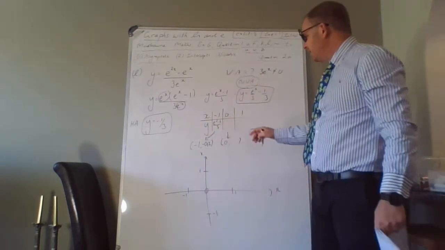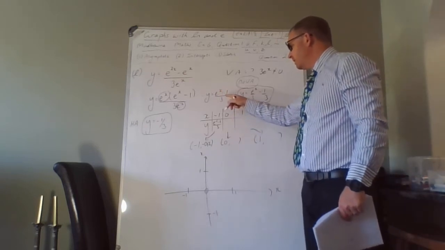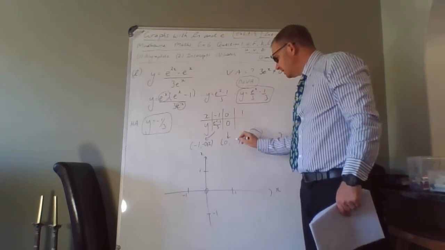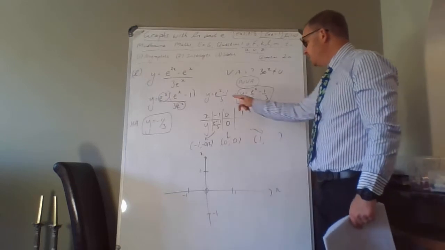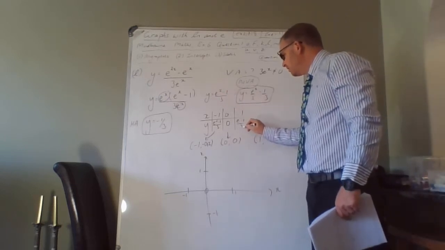If x is equal to 0, y will be equal to (e to the 0 minus 1), which is 1 minus 1, which is 0, and 0 divided by 3 is 0. So that's dandy. This graph goes through the origin. And when x is equal to 1, you're going to get (e minus 1) over 3.